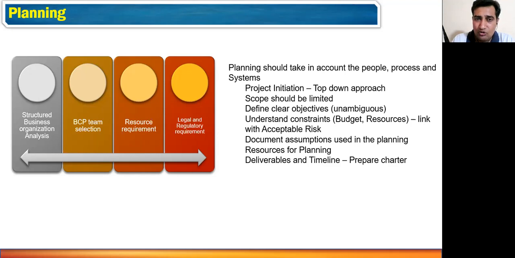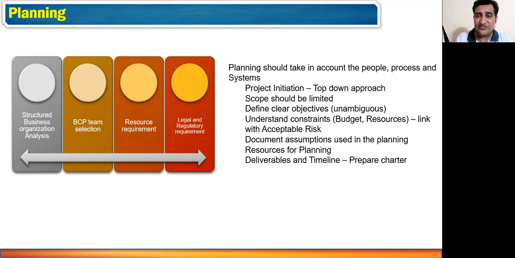Project initiation should be a top-down approach. Scope should be limited because you cannot really expand the scope in an unlimited way. You don't have that many resources. You really need to focus on the more critical functions and assets. That only should be part of your scope. Then define clear objectives. That means whenever you are designing a policy or framing a particular BCP process, let's be very clear about what is expected from whom. Let's not make it ambiguous. So that's very, very important because this is the document which people will refer to during the disaster. If there is any kind of ambiguity in this, it is going to fail everything, right?